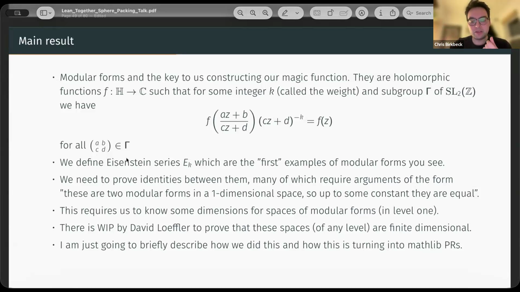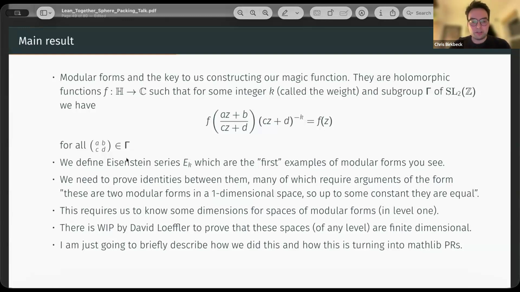But one of the things we needed is to prove a lot of identities between them. A lot of the arguments you rely on have some horrible combination of modular forms equaling some other horrible combination of modular forms. And the way you prove this is by saying, well, these are two things that live in a one-dimensional space, so they have to be the same up to some constant. And being able to say this space is one-dimensional, having exact formulas for the dimensions, that was one of the big modular forms inputs that we had developed for this. And we did not want to know just that they were finite dimensional, but exactly what their dimensions were.